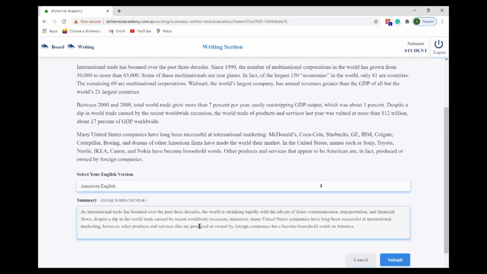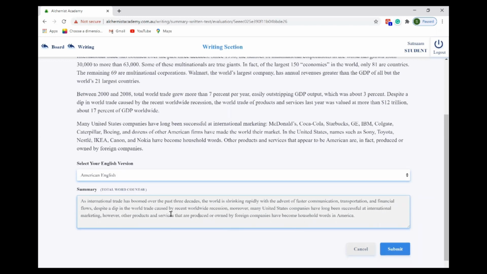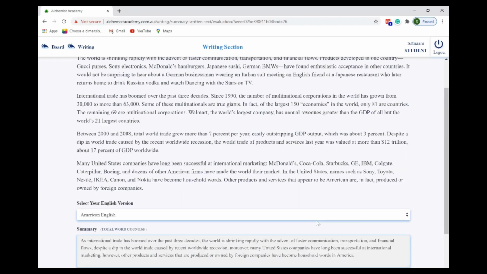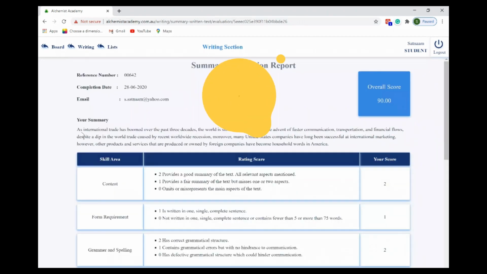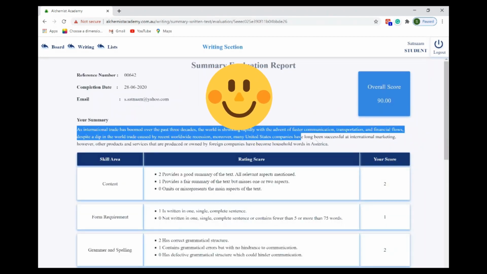Let's read this answer once again. As international trade has boomed over the past 3 decades, the world is shrinking rapidly with the advent of faster communication, transportation, and financial flows, despite a dip in the world trade caused by recent worldwide recession. Moreover, many United States companies have long been successful in international marketing. However, other products and services that are produced or owned by foreign companies have become household words in America. So guys, what I'm going to do is hit evaluate or submit. Let's have a look. There you go. So that's what my answer is.